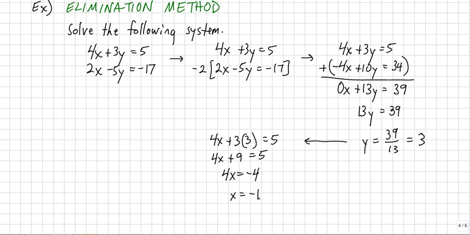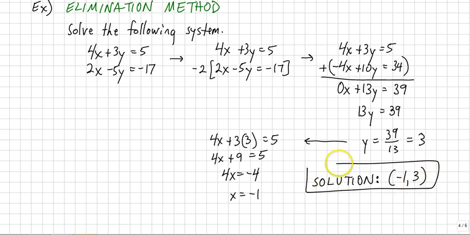X is negative 1. So I now know my solution, we know the x and y, so the solution is negative 1 comma 3. That is the ordered pair that would solve both of these equations. Now a couple things to keep in mind.